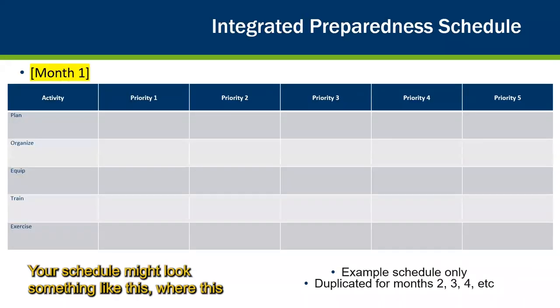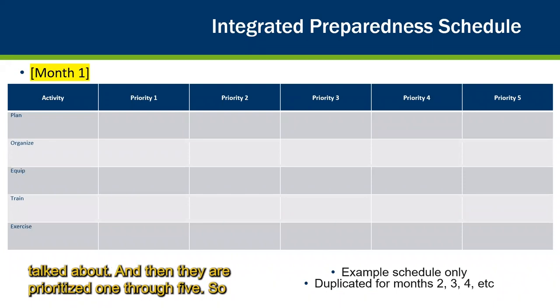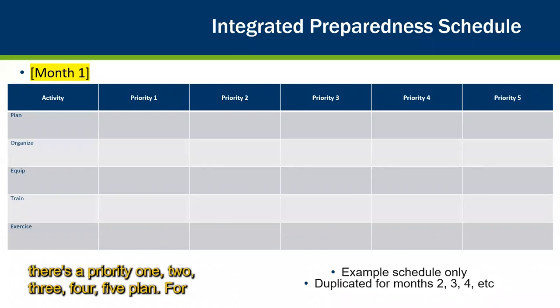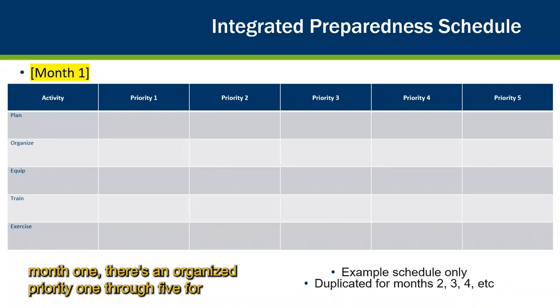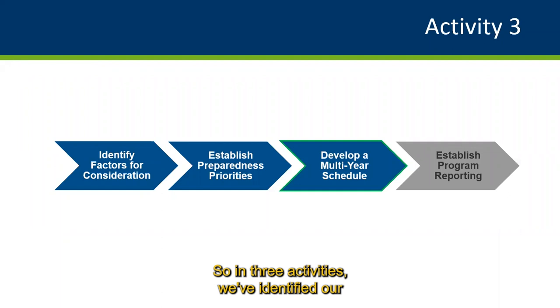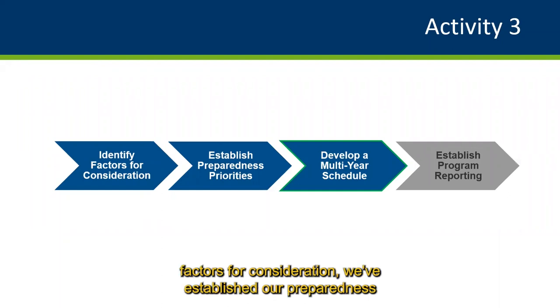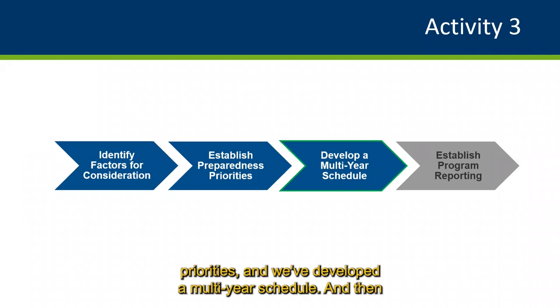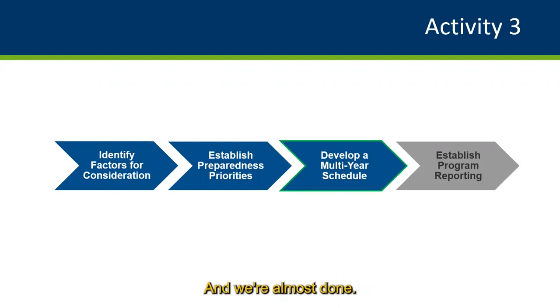Your schedule might look something like this, where this is 1 month. It's an example schedule only. You would duplicate it for months 2, 3, 4, and 5, but you see over on the left, the activity is plan, organize, equip, train, and exercise. Those are the things we just talked about. And then they are prioritized 1 through 5. So there's a priority 1, 2, 3, 4, 5 plan for month 1. There's an organized priority 1 through 5 for month 1. So in 3 activities, we've identified our factors for consideration, we've established our preparedness priorities, and we've developed a multi-year schedule. And then we have to figure out how to do some reporting around this, and we're almost done.